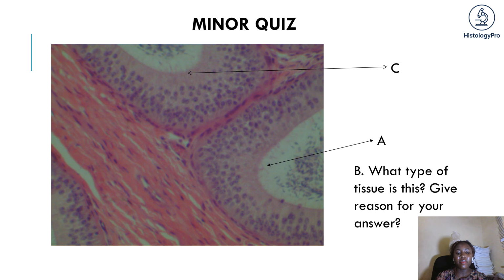Here we are having an interactive section. It's a mini quiz. I want you to answer this quiz and put your answer in the comment section. What is C? Look at where the C is pointing to. What is C? Where is A pointing to? What is A? And B, what type of tissue is this? And give reason for your answer.